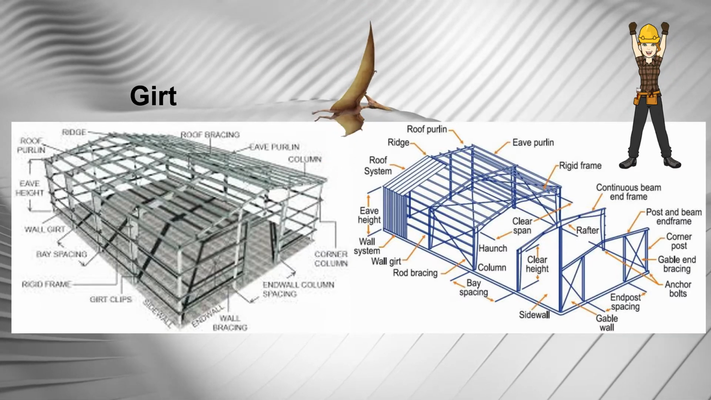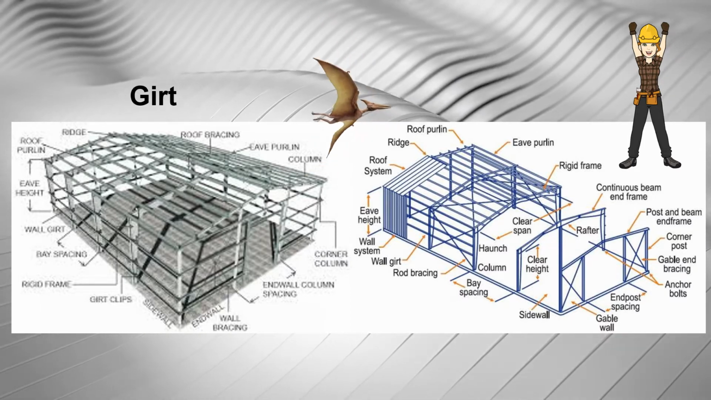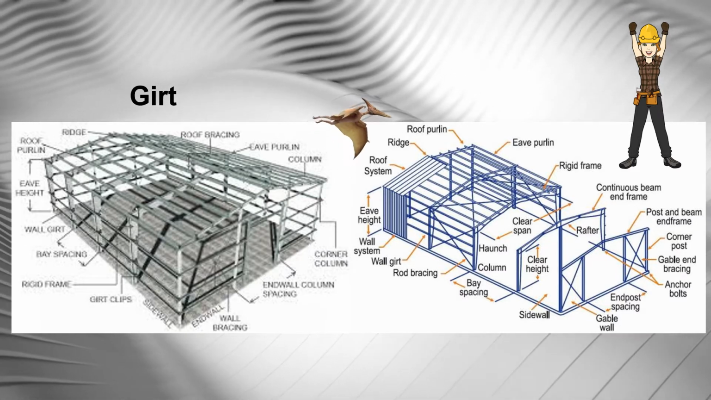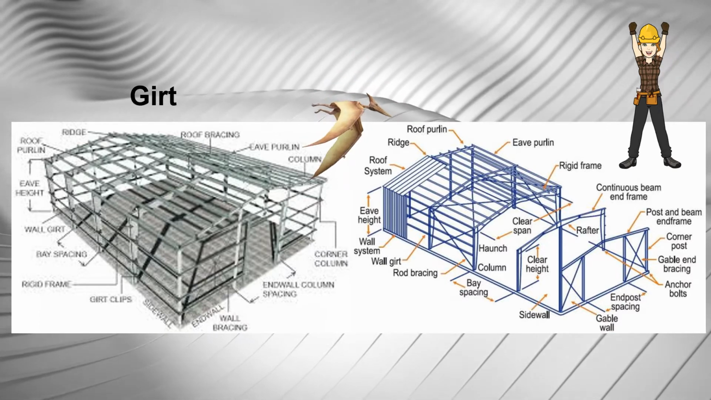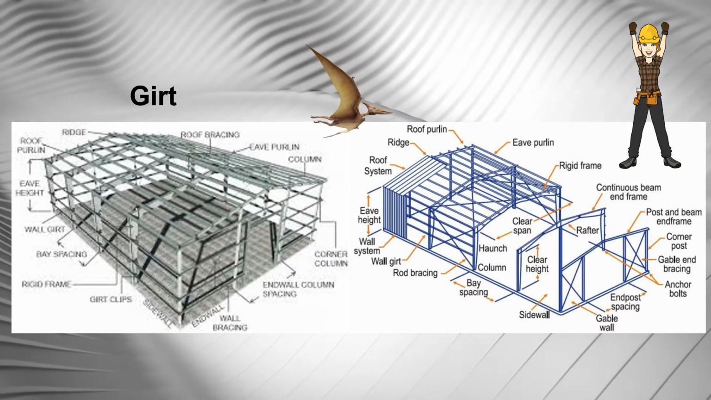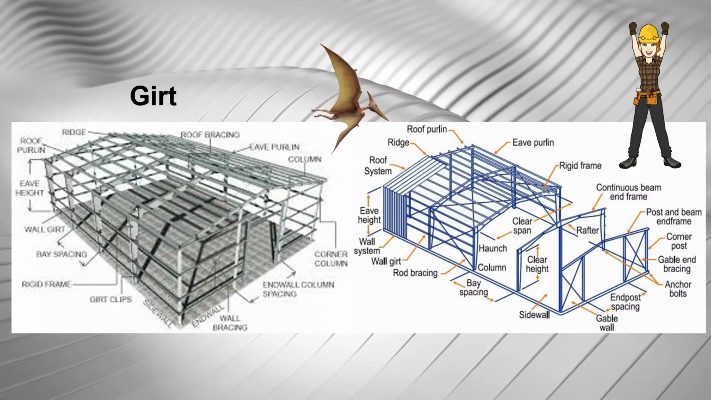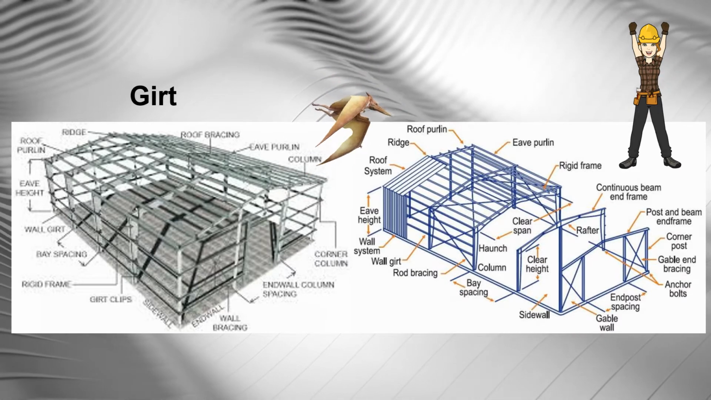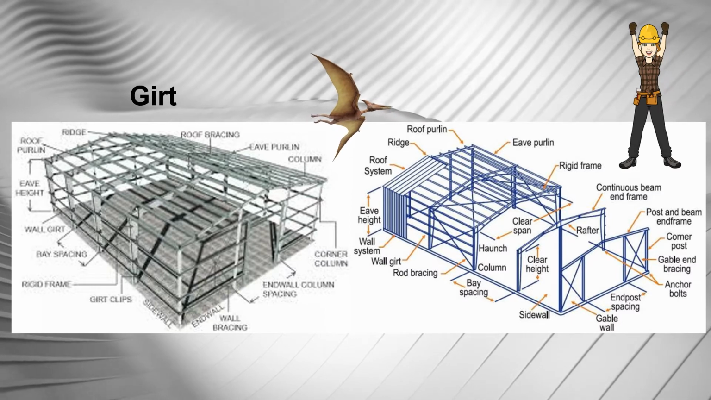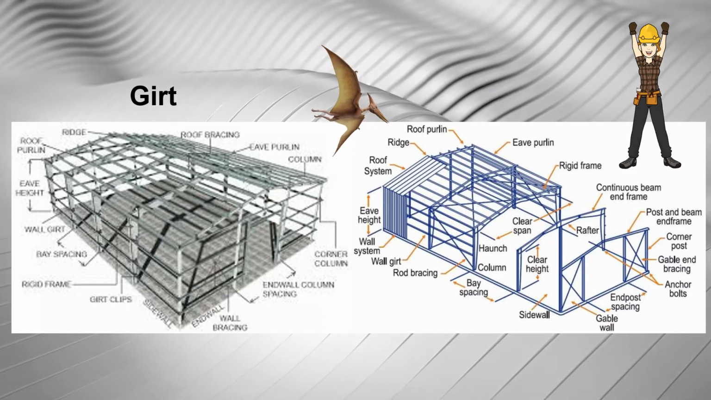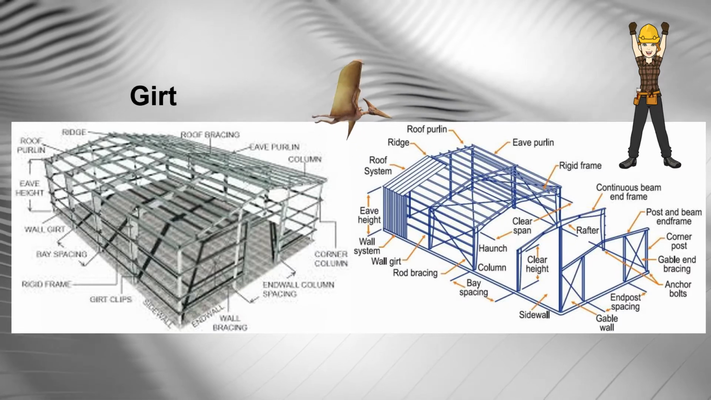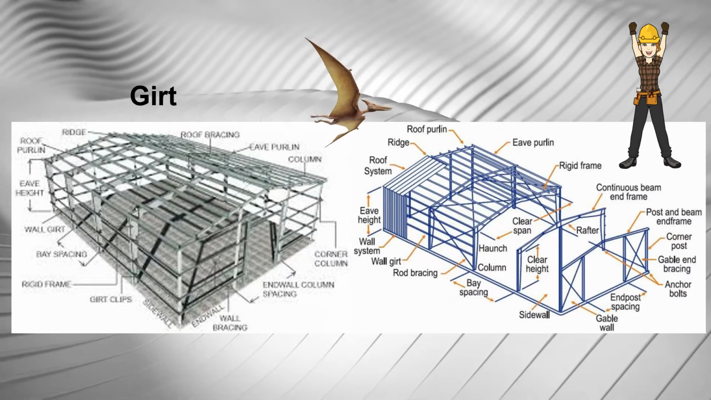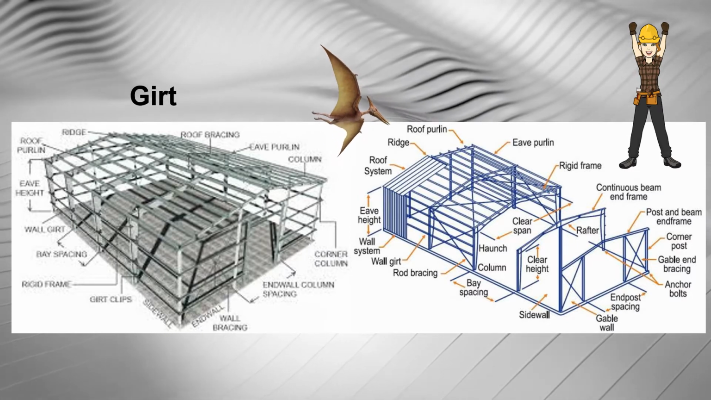A girt is a horizontal structural member in a frame wall that provides lateral support to the wall panel to resist wind loads. The girt is commonly used as a stabilizing element to the primary structure, for example, column or post. Wall cladding fastened to the girt, or a discrete bracing system which includes the girt, can provide shear resistance in the plane of the wall along the length of the primary member.